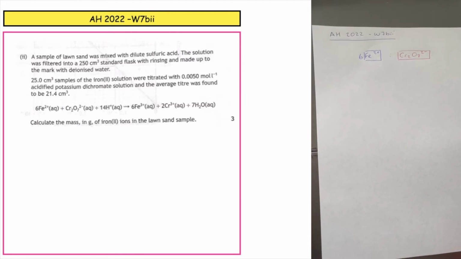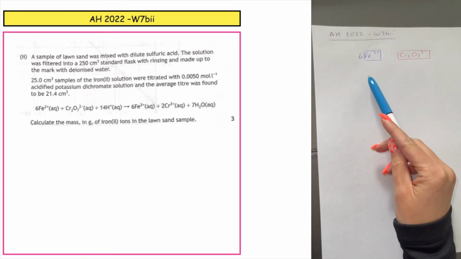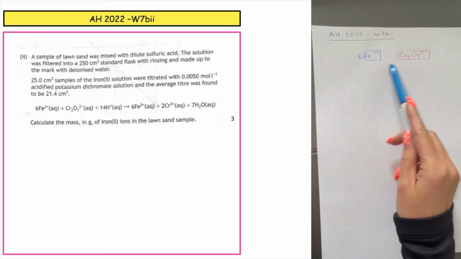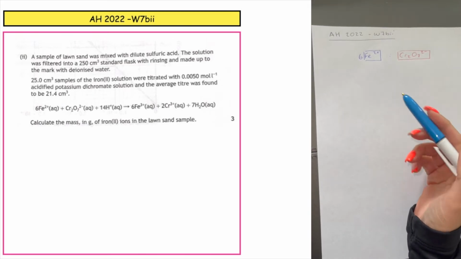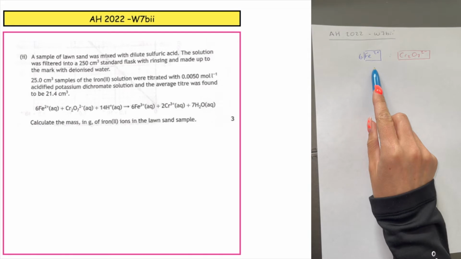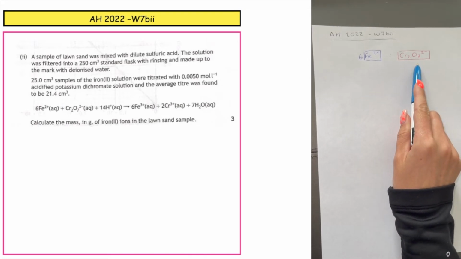This is a past paper question from the Advanced Higher 2022, question 7B part 2. The question wants us to calculate the mass in grams of the iron 2 ions in the lawn sand sample. So what I can see here is I know that this is redox, and the reason I can see that is because I can see both types of ions on the left hand side of the equation. I've got my iron 2 ions, and I have to look at what it's reacting with. In this case, it's the dichromate solution.